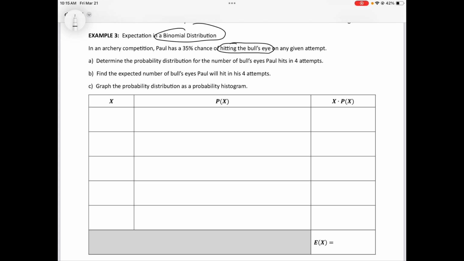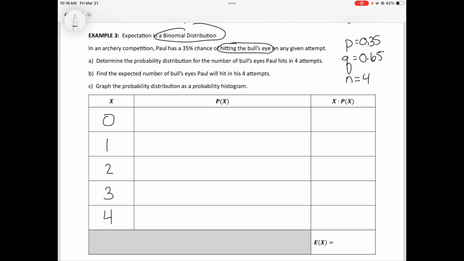So, here are the options. All of the different outcomes, he could hit 0, he could hit 1, he could hit 2, he could hit 3, or he could hit 4. Okay, so just to put up here, success is 35%, a failure would then be 65%, 0.65. And his attempts, the number of trials is 4.